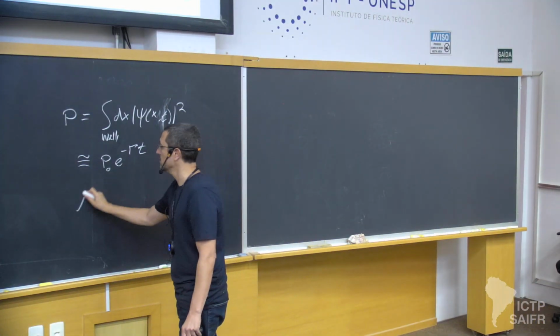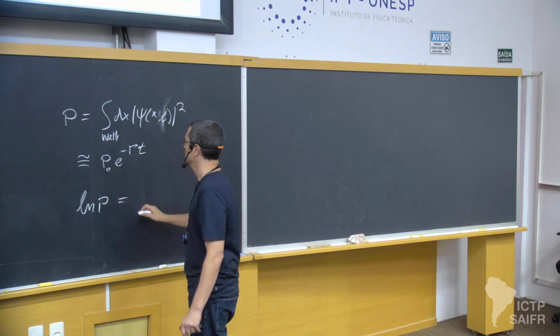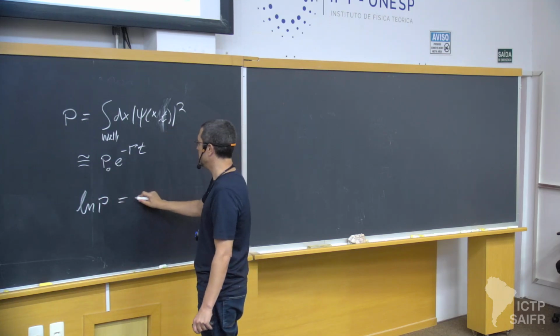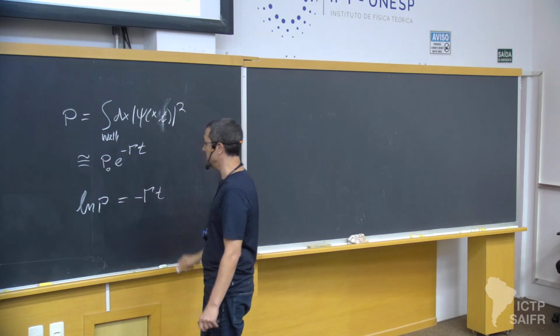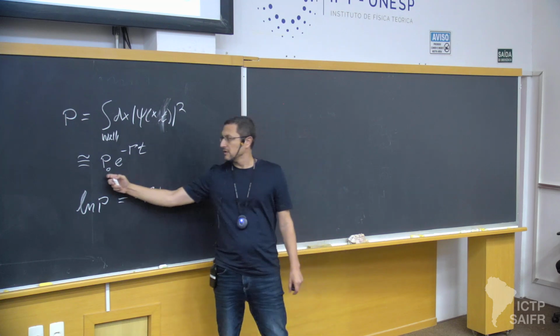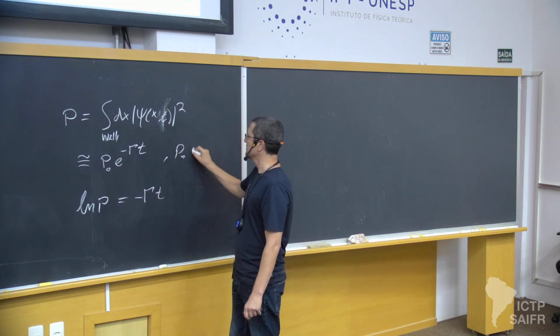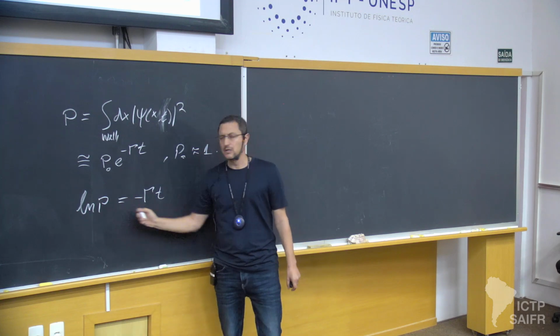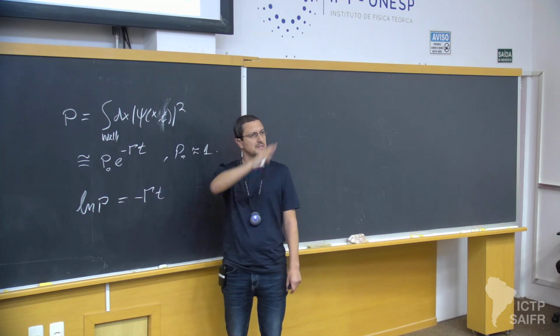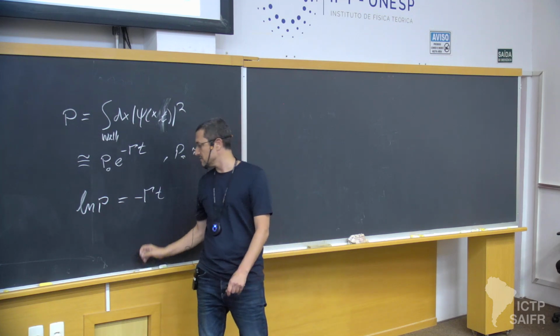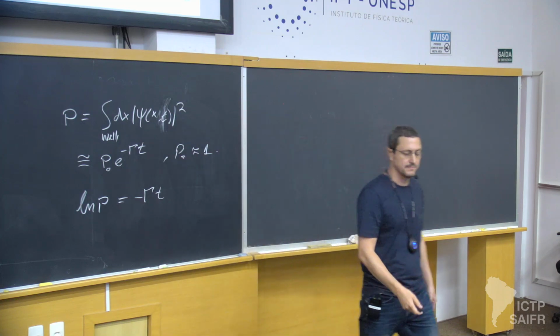So if you take the log, you get minus gamma t when P naught is 1. For us, P naught is roughly 1. So the log is roughly minus gamma t, so it decays with the constant coefficient gamma as a function of t.